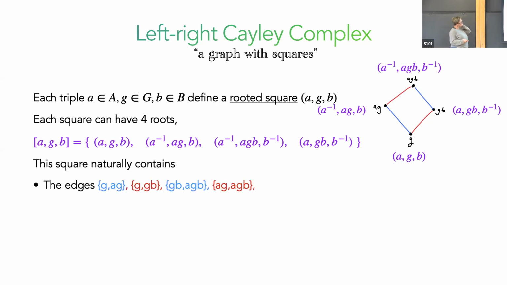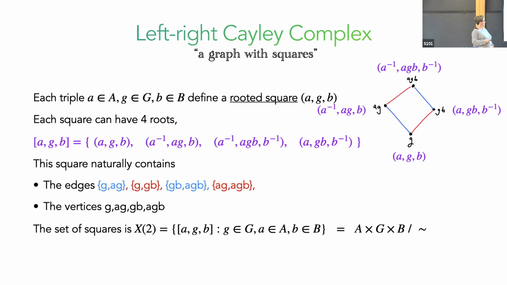Okay, and then you see geometrically that the square contains these edges from g to ag, from ag to agb, and so on. And the vertices are whatever is on the figure. And the set of squares is like a set of 2-dimensional faces. All these [agb] with brackets.